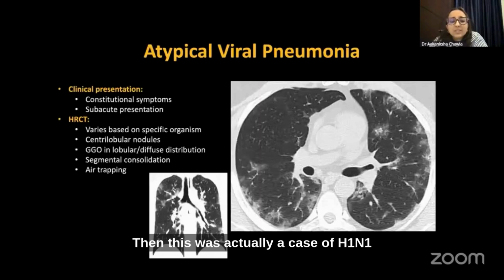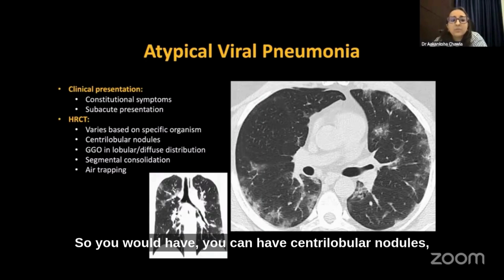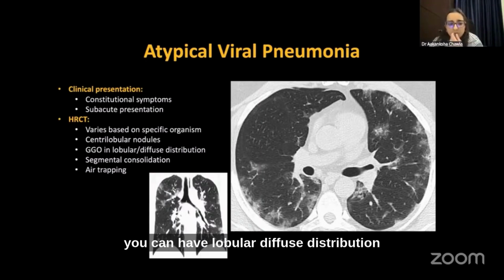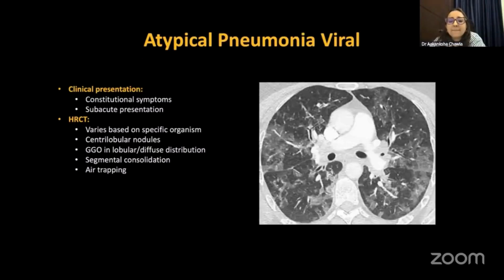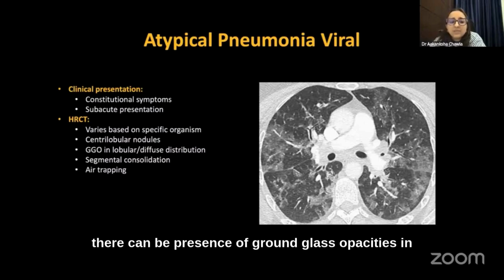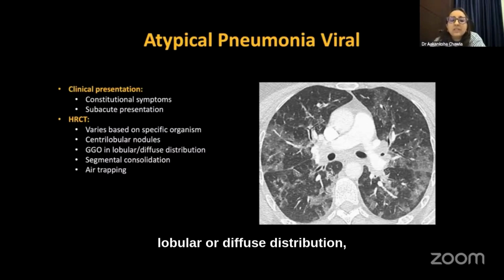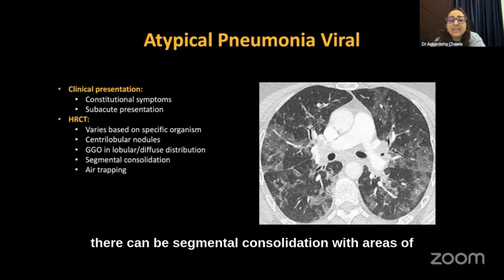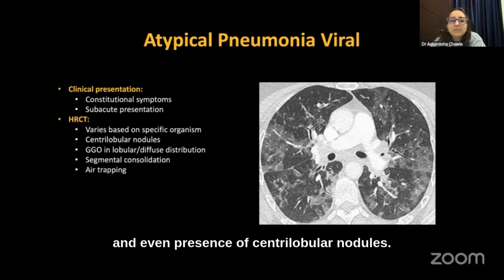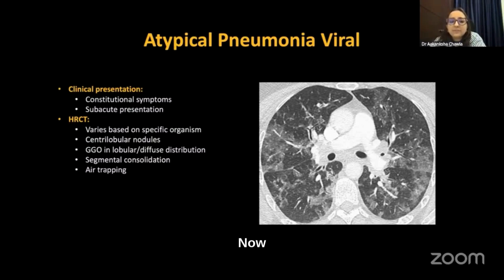Then this was actually a case of H1N1 pneumonia, an atypical viral pneumonia. You can have centrilobular nodules, and lobular or diffuse distribution of ground glass opacities. Again, an atypical viral pneumonia. This was a case of COVID actually, but again, there can be ground glass opacities in lobular or diffuse distribution. There can be segmental consolidation with areas of air trapping and even the presence of centrilobular nodules.